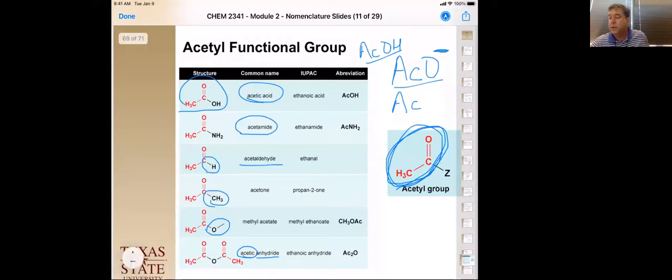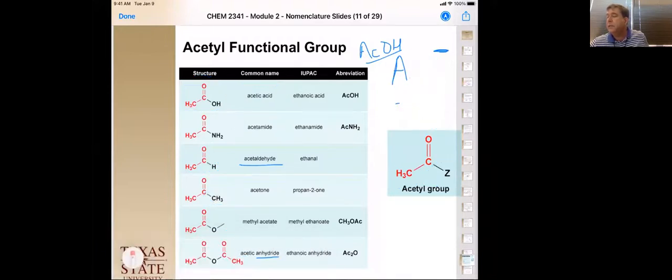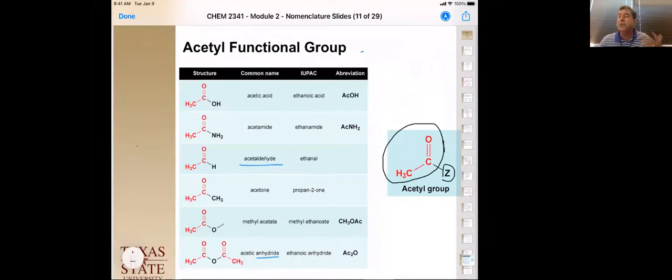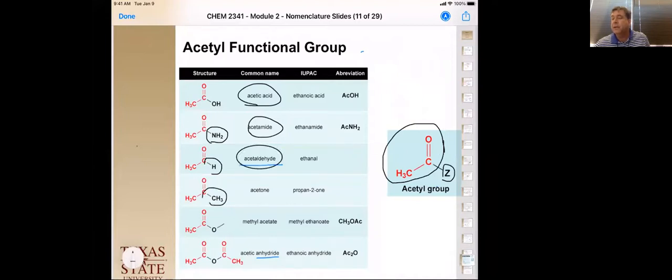Okay. I want to draw attention to a special functional group here. The reason is that this name is really thrown around a lot, and it's called the acetyl group. And the acetyl group is just this CH3 carbonyl, okay? And then this Z group can change into a bunch of different things. If it's an OH, it's acetic acid. If it's an amide, it's acetamide. If it's an aldehyde, acetaldehyde. If it's a methyl group, it's acetone.